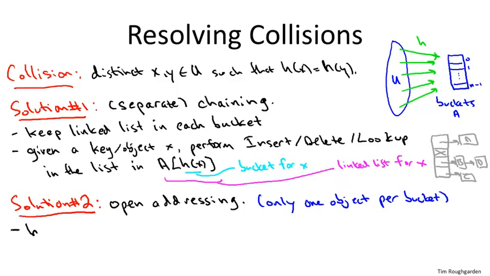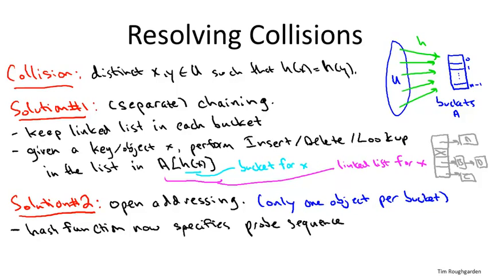So a hash function is now going to be replaced by a hash sequence, where the hash function tells you the first bucket to try to insert Daniel, failing that, a second bucket in which to try to insert Daniel, failing that, a third bucket to try to insert Daniel, and so on. And you just keep trying until you find an open position somewhere in the array.